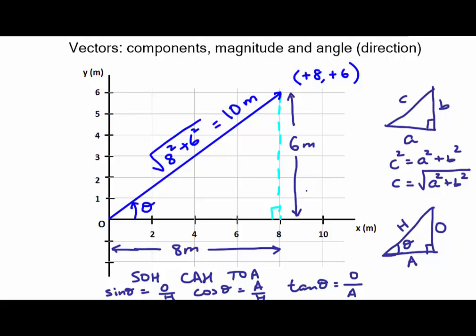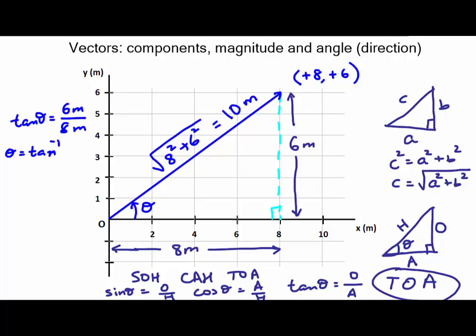So the function that connects opposite and adjacent, if I look at this, is the tangent function, the TOA part of this. So I'm going to write that over here as tangent of theta equals the opposite for this theta angle, which is 6 meters, divided by the adjacent, which is 8 meters. And so theta itself would be tangent inverse, the inverse of the tangent function of 6 over 8. The meters will cancel. And the rest of this can be done on your calculator.